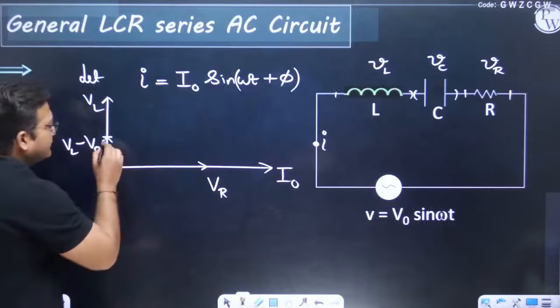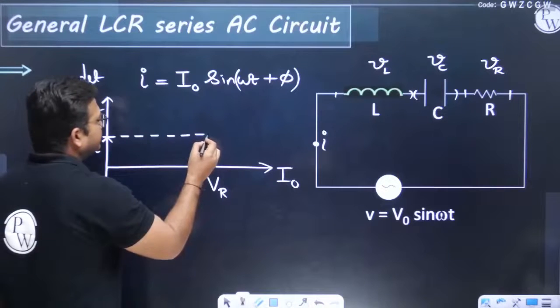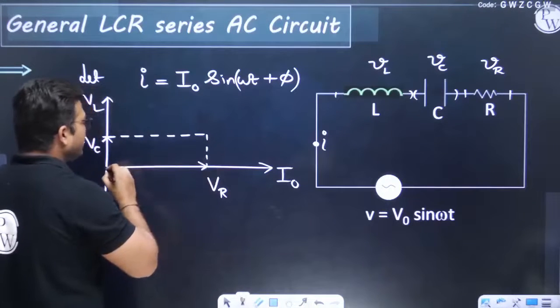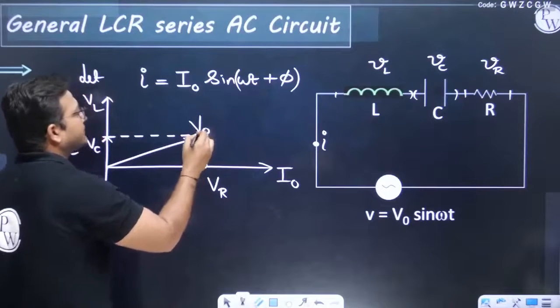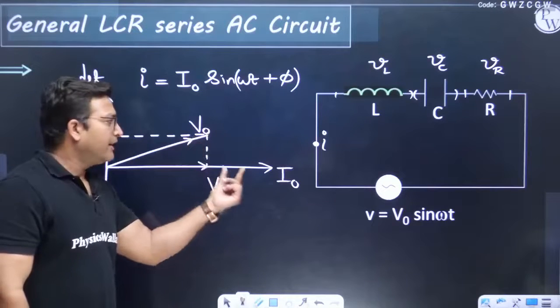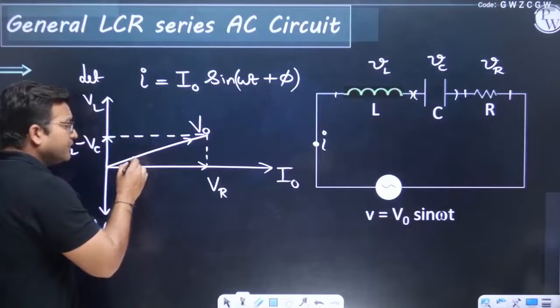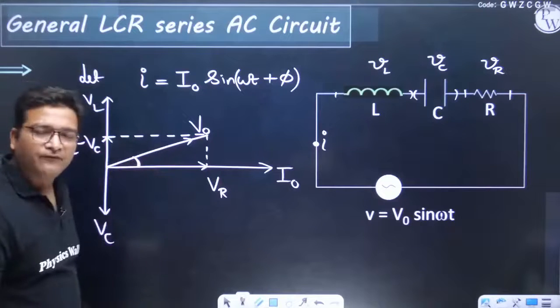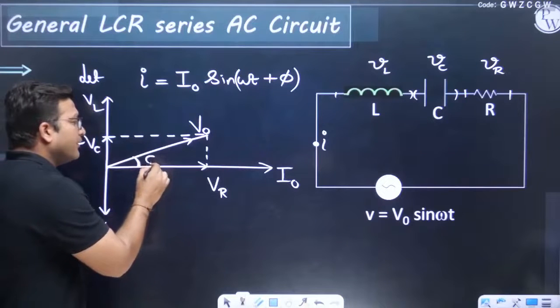And if I add this resultant to VR, we get the supply voltage phasor, which is equal to V naught. So this is the main voltage of the circuit and this is the main current of the circuit, and obviously this represents the phase angle between the main current and main voltage, and this will be called phi.